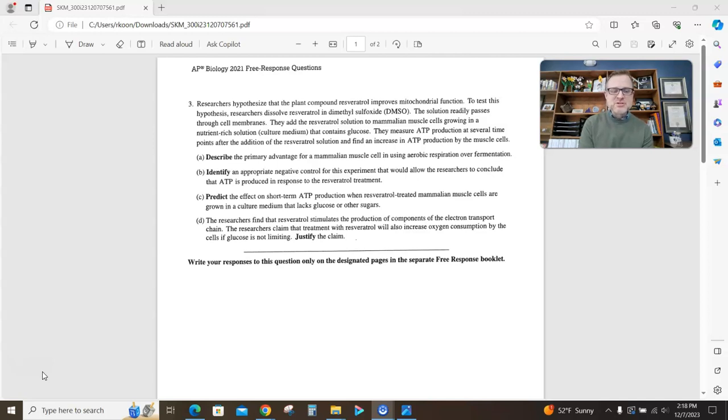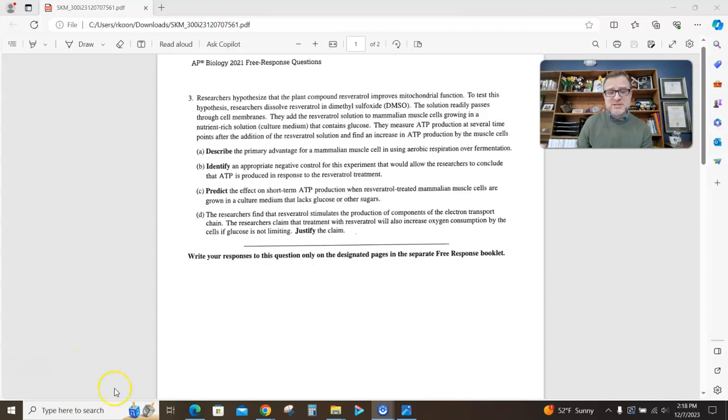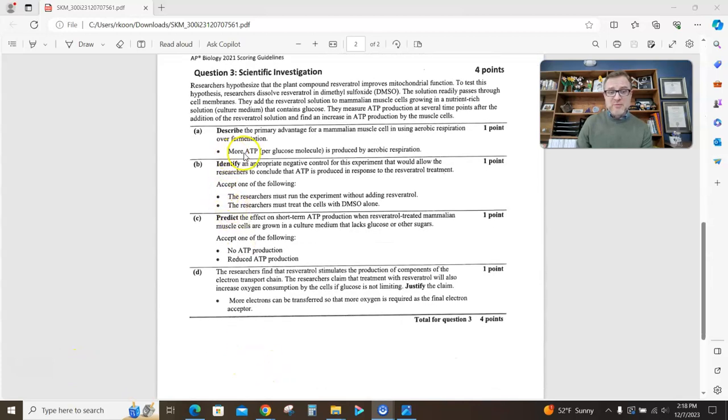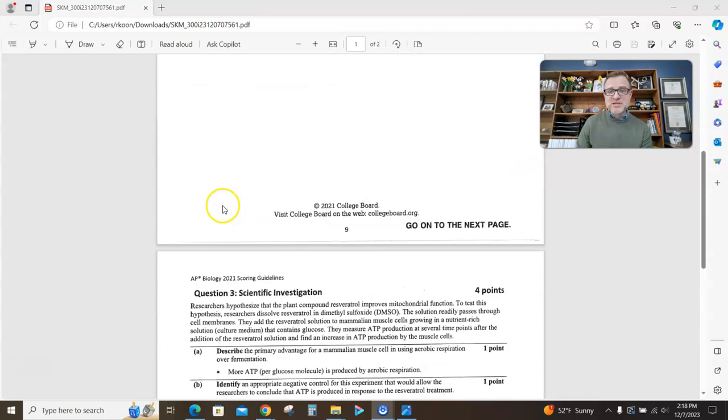All right, part A. Describe the primary advantage for a mammalian muscle cell in using aerobic respiration over fermentation. So part A, you really don't need the prompt to answer part A. The advantage of using aerobic respiration is you make more ATP than fermentation. If you look at the rubric, you make more ATP by aerobic respiration.